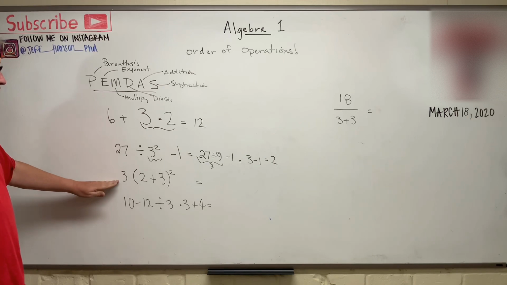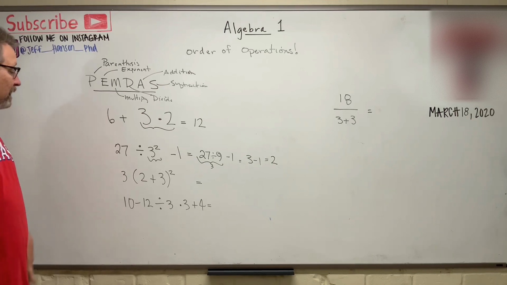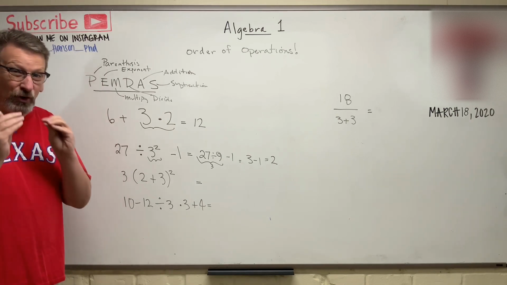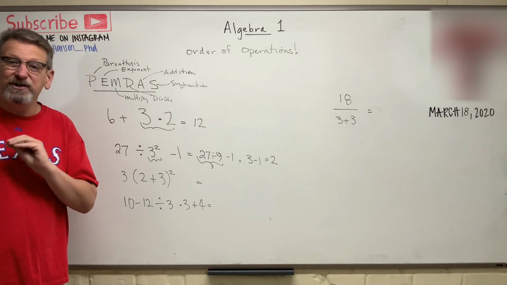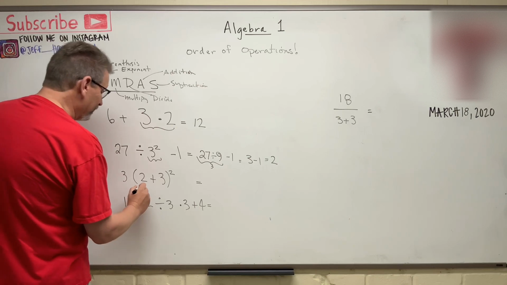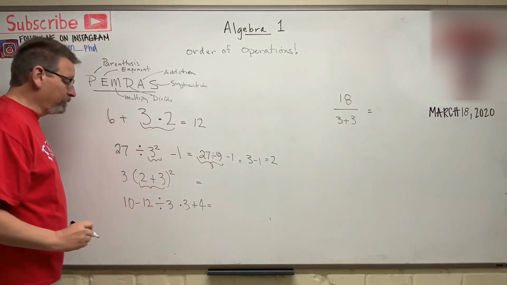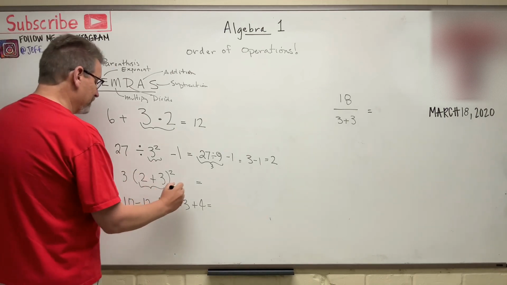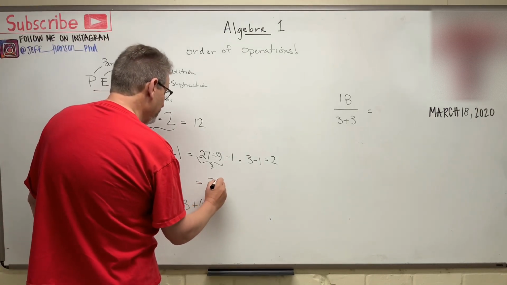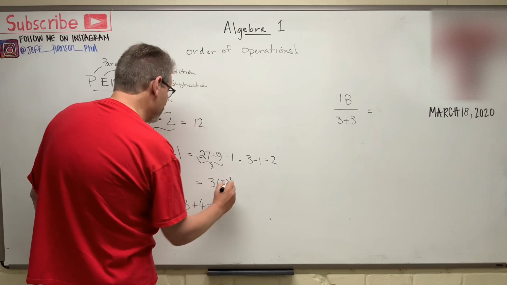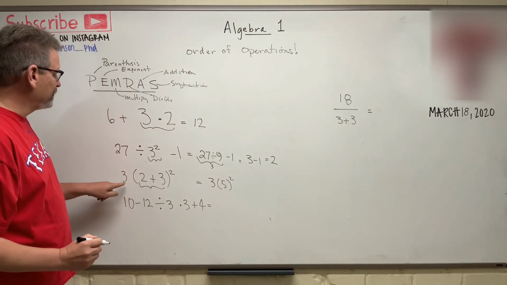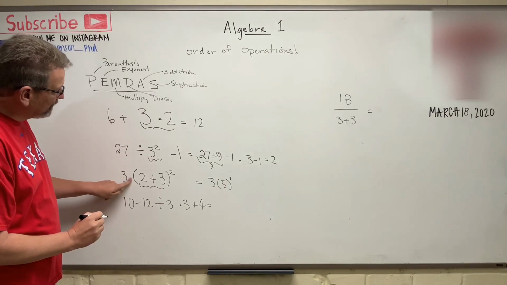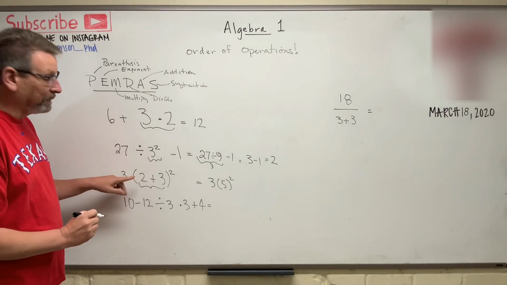What about this guy? First thing you do, parentheses is first. That means do whatever's in the parentheses, that operation first. So inside of the parentheses is 2 plus 3, and 2 plus 3 is 5. So this becomes 3 times 5, and then there's the squared, right? Next operation, look what I have. I have multiply. Sometimes you put a dot there, sometimes not. It still means that that's multiplied by the whole thing there.